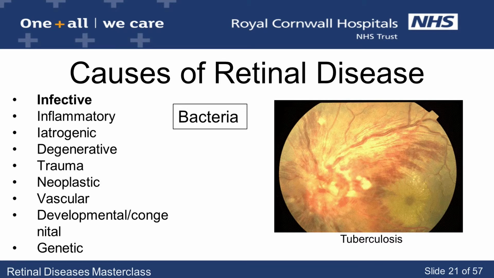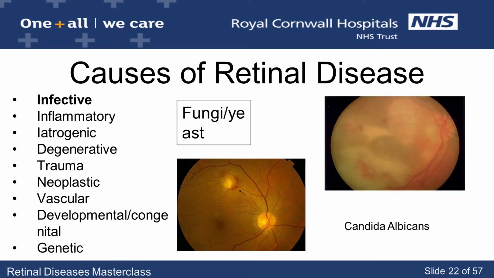Bacteria can also affect the back of the eye, and this is a picture of tuberculosis causing retinitis. Fungi and yeast are opportunistic infections which commonly affect patients with immunocompromise or who have indwelling catheters such as a long line. And you can see here that Candida not only causes a diffuse fluffiness of the vitreous and the retina, but also discrete septic emboli in the retina.